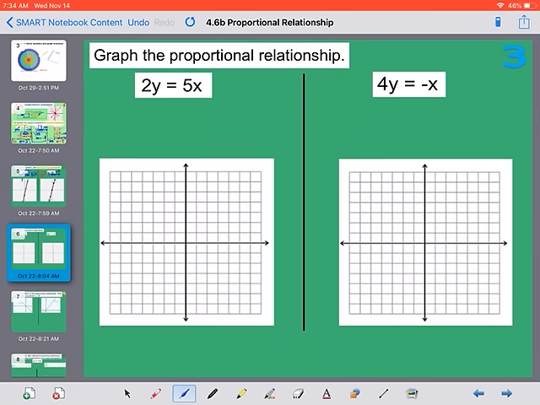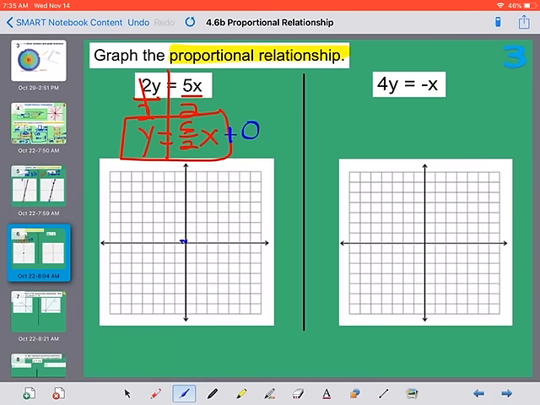Flip over to the next page. Again, just graph the proportional relationship. You should be getting good at this now. But it's just about these words too, understanding what those words mean and becoming familiar with them. We need to solve this one for y, so I'm going to divide by 2. 5 divided by 2 is not going to be a nice number, so leave it as a fraction. Y equals 5/2x. There is no plus b, so we know it's plus 0.